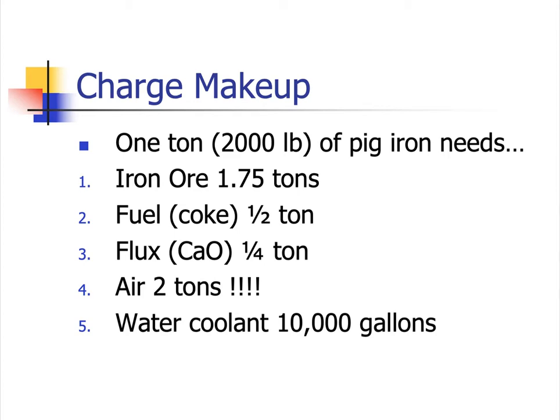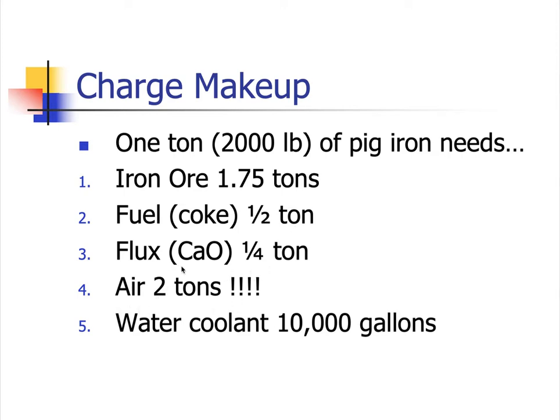So generally, in order to make a ton of pig iron, we're going to put 1 3/4 tons of iron ore, because in the iron ore is some other materials like rock, like silica and things like that, and that comes off as slag. Also in the iron ore, Fe2O3 is a bunch of oxygen, and that oxygen has to be stripped off, and it weighs something, of course, when it's in its ore form. The fuel is coke. It takes a half ton of fuel per ton. And then flux is a quarter ton.